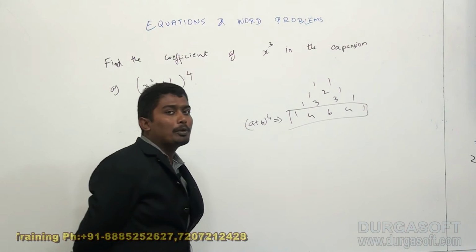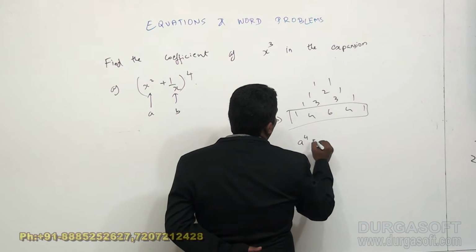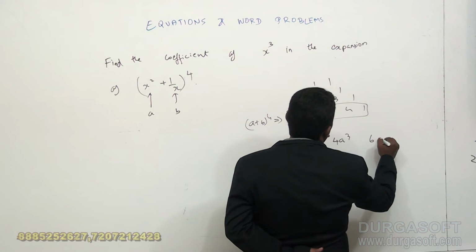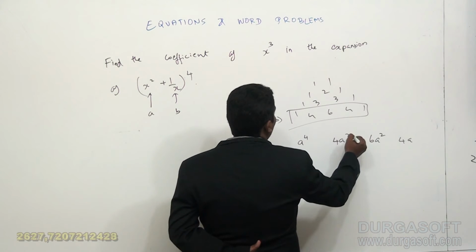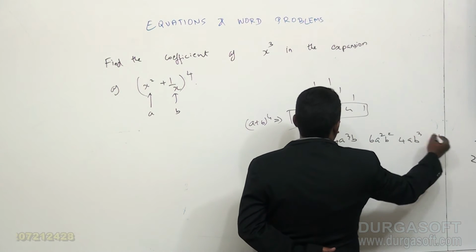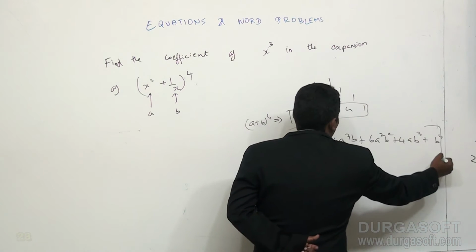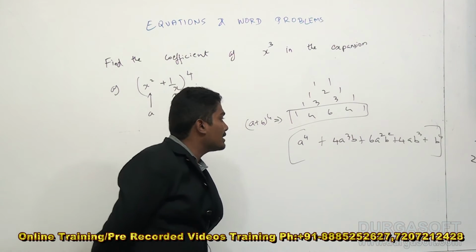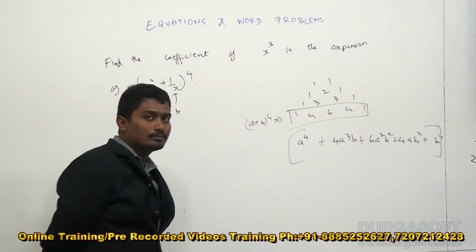So a plus b the whole power 4 I can write as 1 into a power 4 plus 4 into a cube, 6 into a square, 4 into a plus 1. Again b power 0, b power 1, b square, b cube, b power 4. So a plus b the whole power 4 can be written as a power 4 plus 4 a cube b plus 6 a square b square plus 4 a b cube plus b to the power 4.